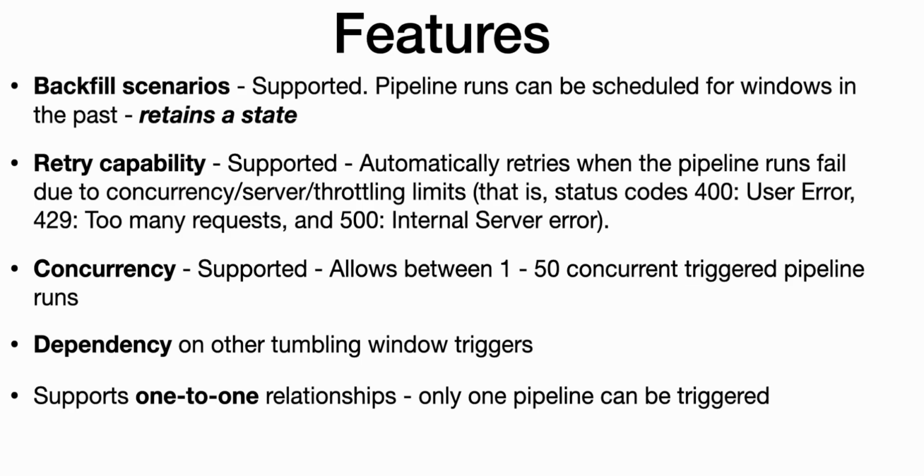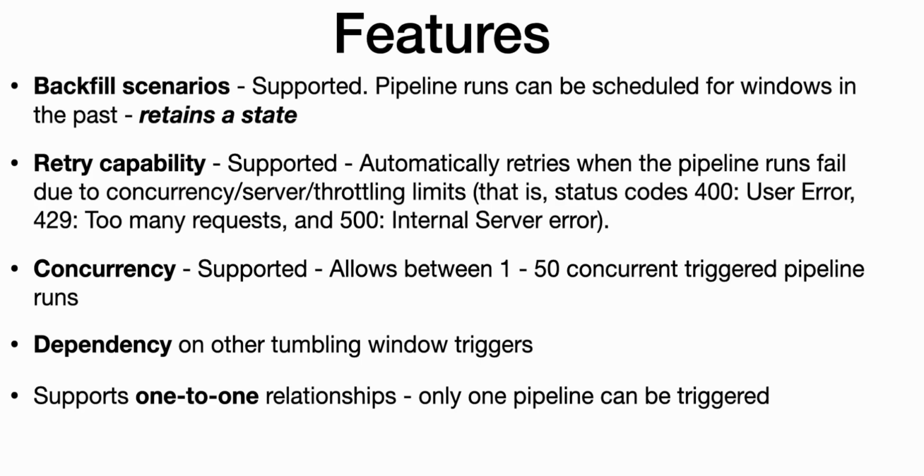So let's look at the features that a tumbling window trigger has to offer. The first one is the backfill scenario. Clearly, this is not supported by scheduled triggers. What is a backfill scenario? It helps you execute or schedule pipelines for the past. So if you're trying to execute a pipeline today with a start time of 1st of April, it will have all the consecutive runs from 1st April till 24th of April because of this capability of tumbling window trigger. It will also retain a state. We'll talk about this in more detail when we look at the examples. It's coming up in the other slides.